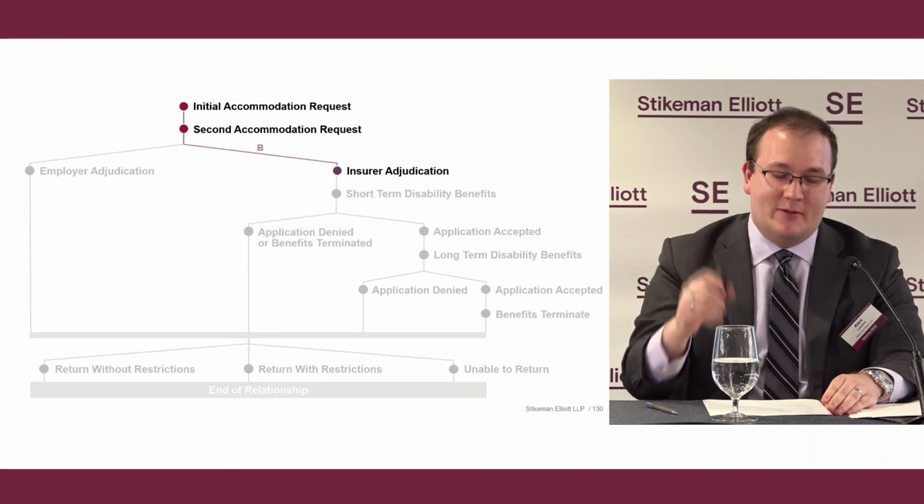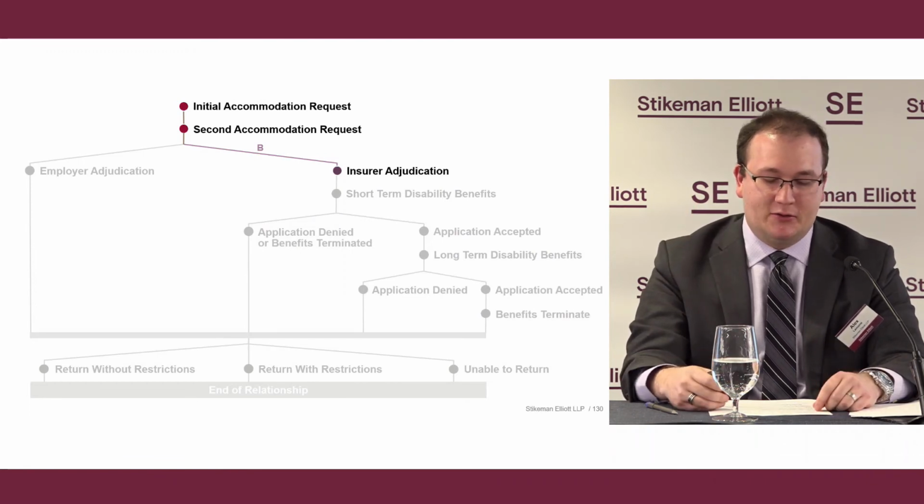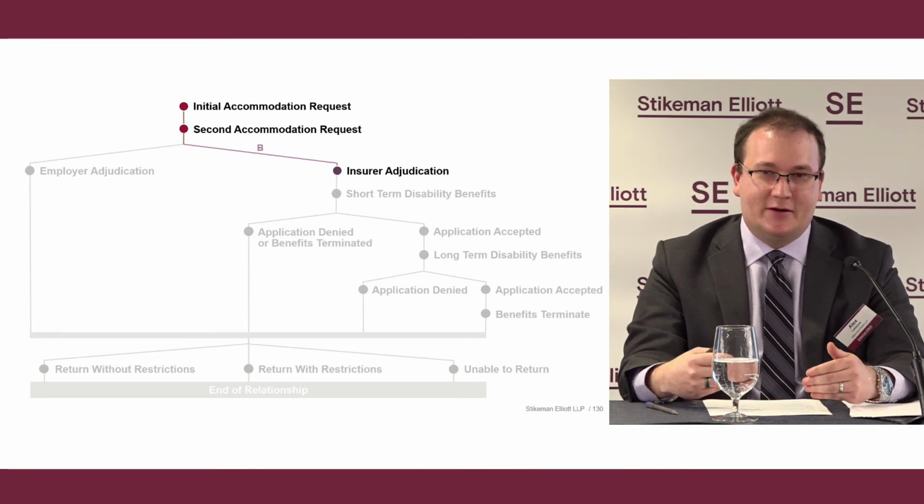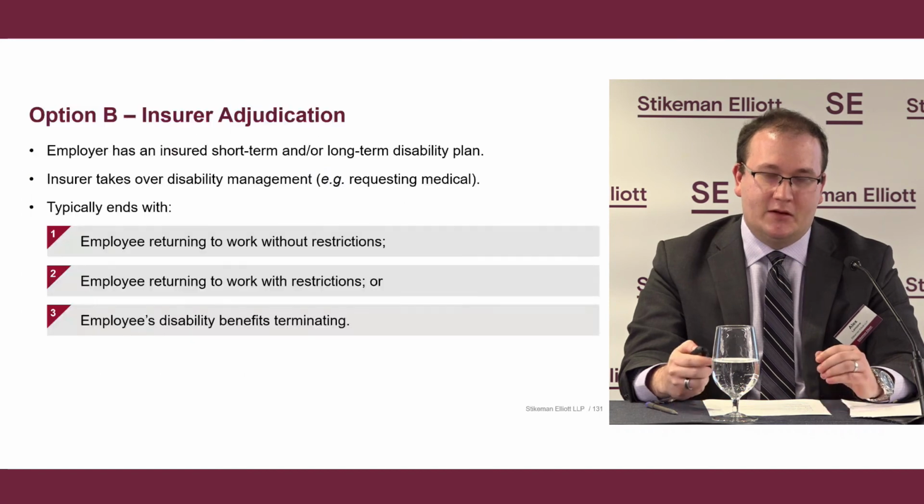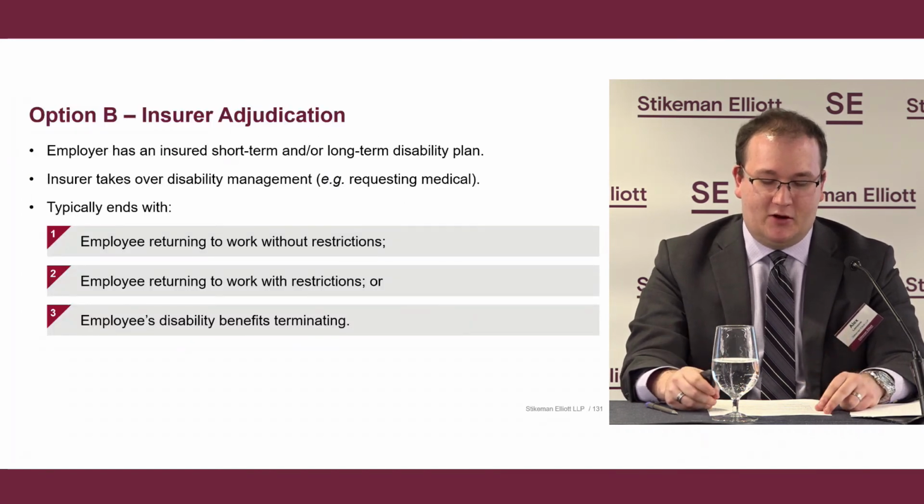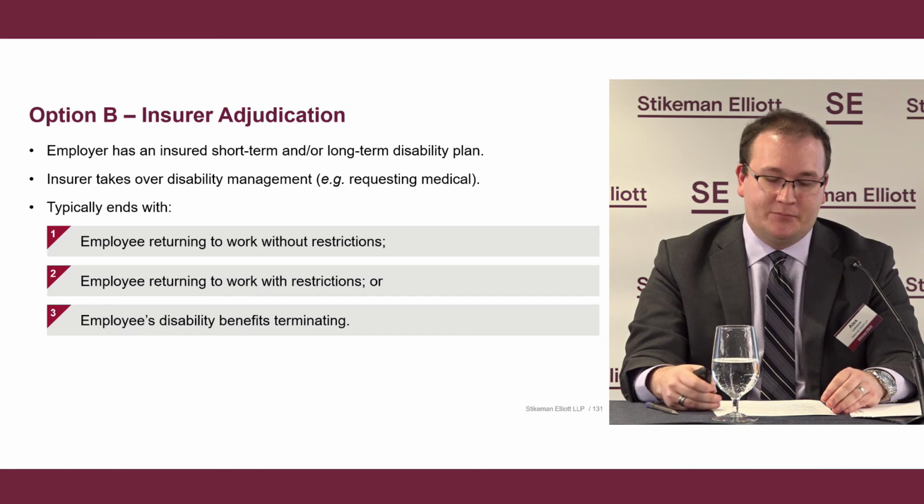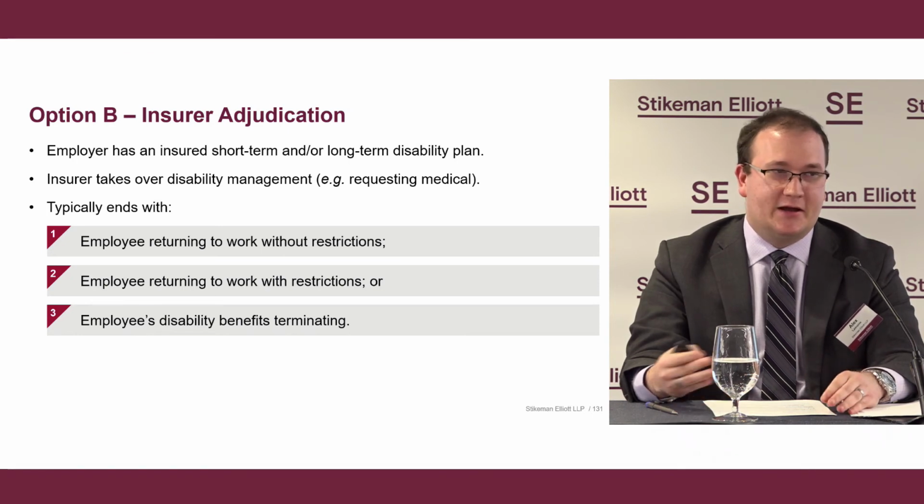Let's rewind the scenario a little, right? So we go all the way back up. Remember, we're at the second request. Let's remember where we are with Laura. We had the first note, we had the second note, requested more details. But in this case, we have an insured STD plan. So under option B, as we've lovingly called it, the insurer is going to take over the disability management. So they're going to be requesting and assessing the medical. And similar to the employer adjudication, this process usually ends with either the employee returning to work without restrictions, sort of rare in the circumstances, the employee returning to work with some restrictions, or the employee's disability benefits terminating, and similar to the other scenario, she's just unable to return to work.